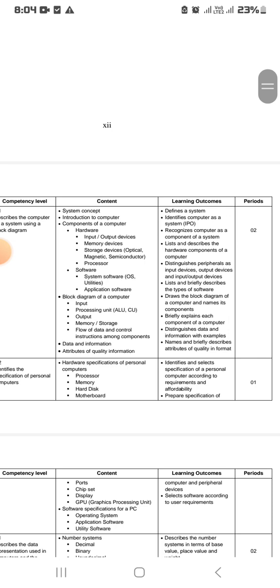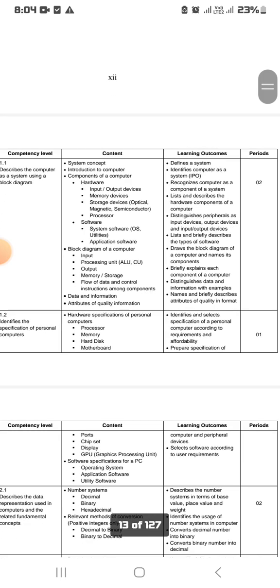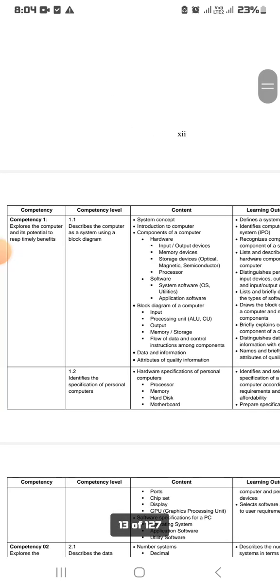And then we are going to study the block diagram of a computer. So it includes input, processing unit, I mean ALU and CU, and then output, and then memory or storage, or flow of data and control instruction among components. So the next one is data and information, attributes of quality information. So this is the content of unit 1.